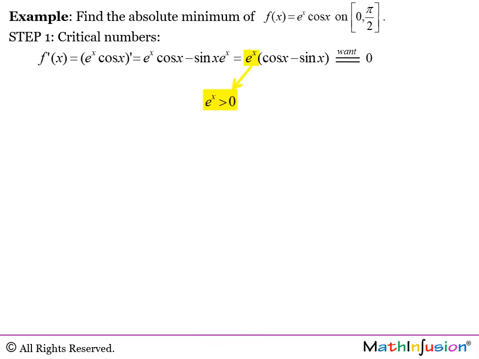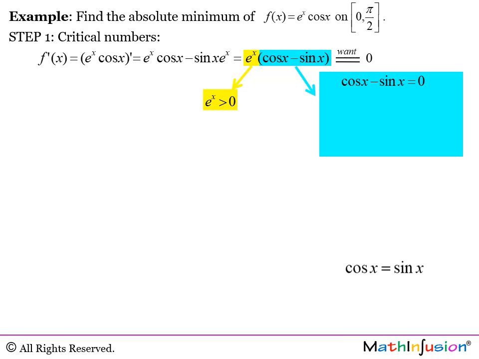This one is never 0, it's always positive. This one can be 0, and I have to solve that. It means that cosine x equals sine of x. It means that tangent x equals 1. And because the closed interval is between 0 and pi over 2, there's only one solution, and this is x equals pi over 4.